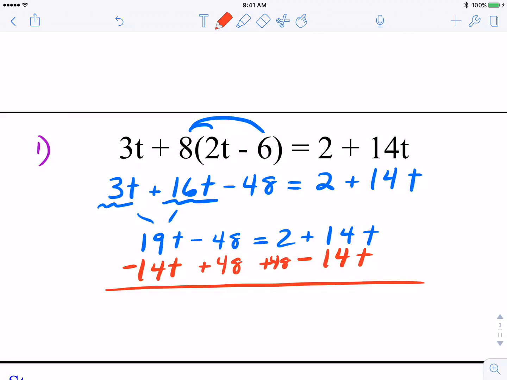Again, think of it like organizing. I'm putting numbers on the right, variables on the left. So obviously these will cancel. On the right, I'm left with 50. That's 2 plus 48. On the left, 19 minus 14 is 5t.